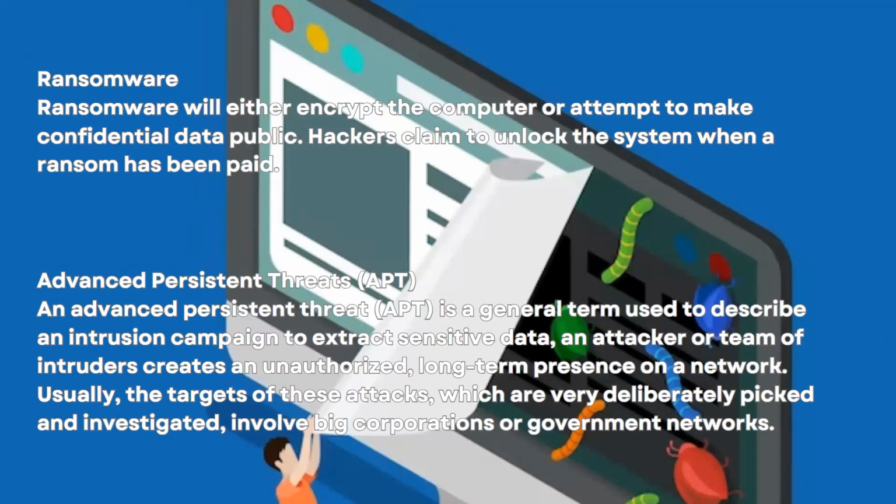Advanced persistent threat. Sometimes it is also called APT. It is a general term used to describe an intrusion campaign to extract sensitive data, where an attacker or a team of intruders creates an unauthorized long-term presence on a network. Usually, the targets of these attacks are very deliberately picked and investigated, and these involve a big corporation or government network.